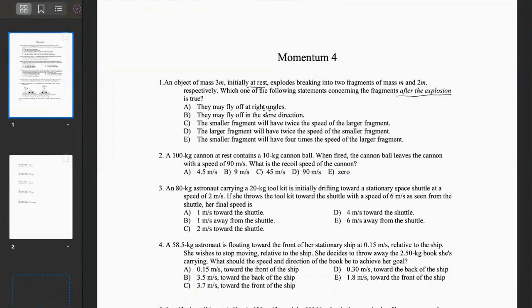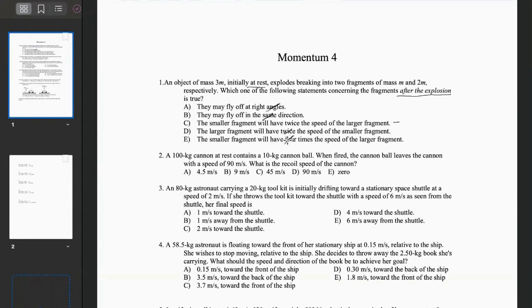No, they're not going to fly off at right angles. Do they fly off in the same direction? No, we're going to maintain momentum, and if they flew in the same direction, that would be a positive momentum. We're maintaining 0. The smaller fragment will have twice the speed as the larger fragment. Probably that would maintain the same momentum of 0 once you added them up. Larger fragment will have twice the speed.